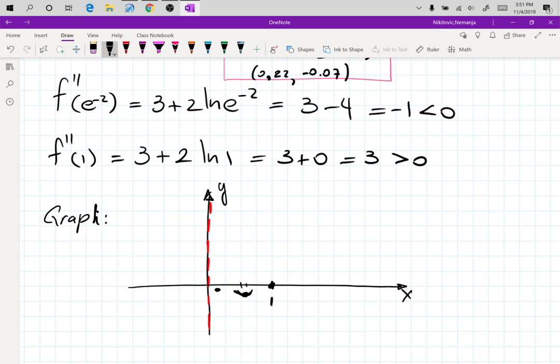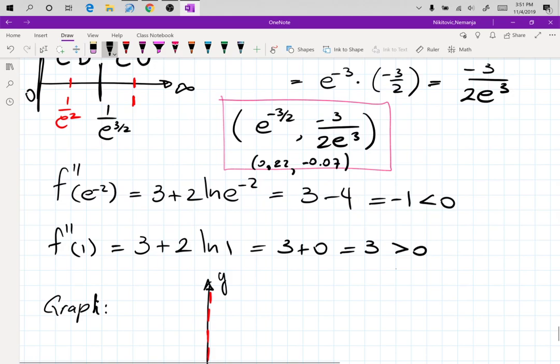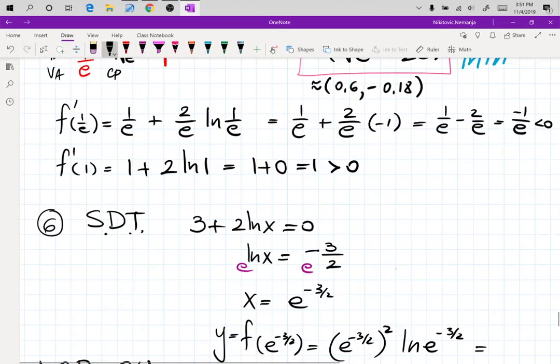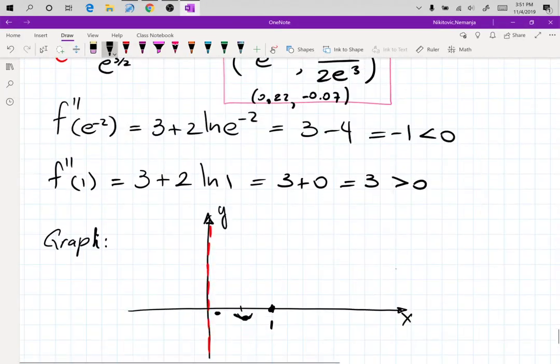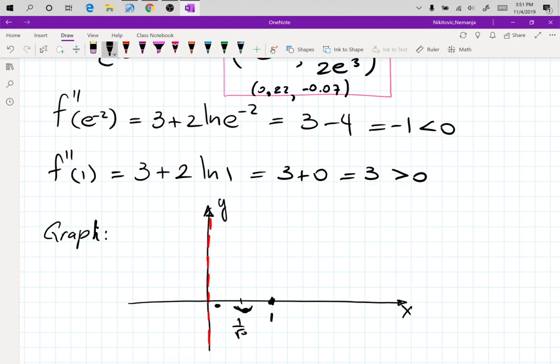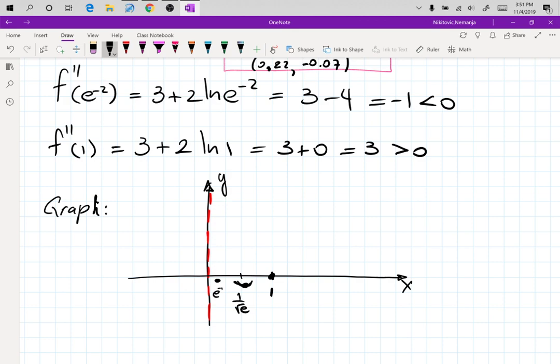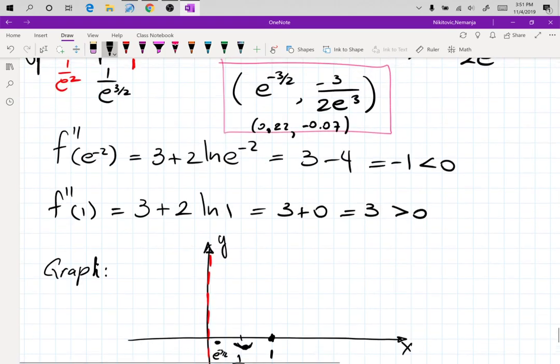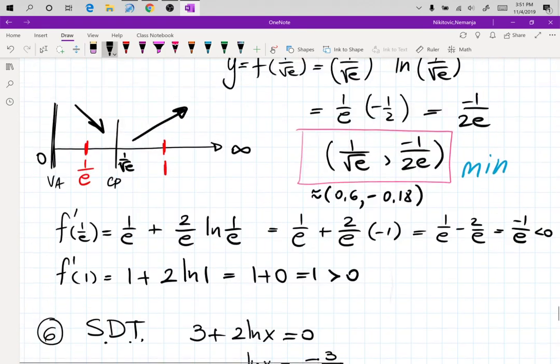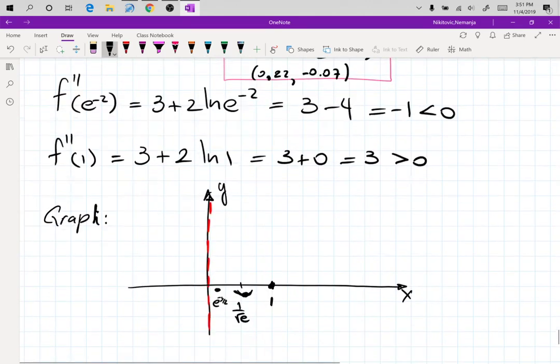All right, so what do I have now? I have a minimum, and the graph has to go through the x-axis. This is 1 over root e, and this is e to the negative 3/2 value. So the function from 1 to root e better be increasing. Yep. And concave up. Awesome.